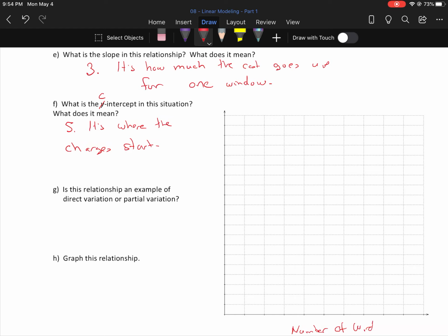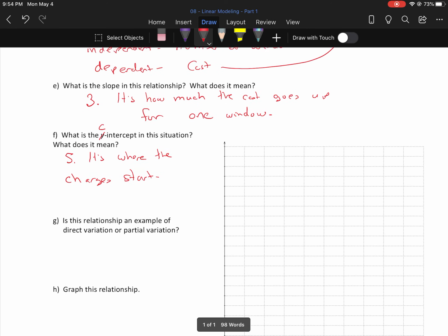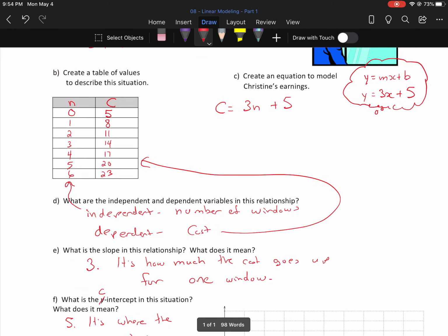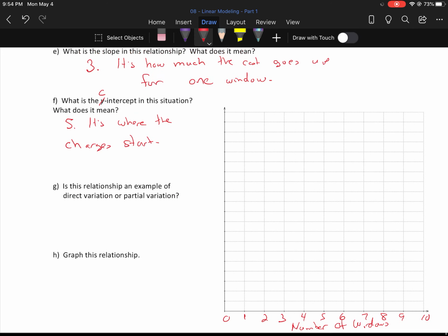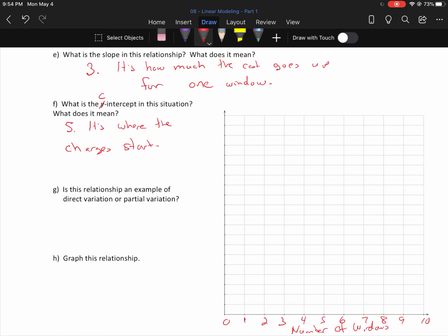So here's my graph. I'm going to put that number of windows. 0, 1. Oh, I don't like where that showed up. Fix that up. 0, 1, 2, 3, 4, 5, 6, 7, 8, 9, 10 windows. Now, 10 windows, let me just do a little thinking here. For 10 windows, 3 times each window is $30, plus the original 5 is 35. I'd really like my scale to go up to 35 if possible.